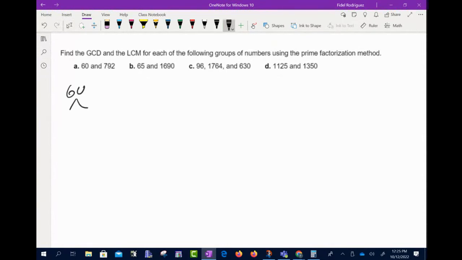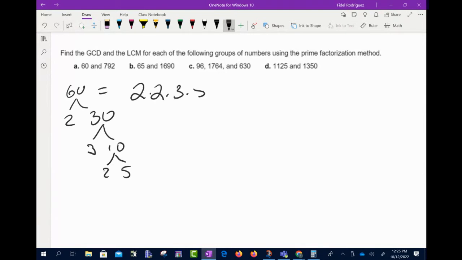Let's take 60. Anybody know any two numbers that multiply to 60? 2 times 30, perfect. So y'all, going by 2's is really nice. Oops, man, I can't even write today. Going by 2's is really nice because you're starting off with small numbers. What about 30? 3 and 10. And then 10 is going to be 2 and 5, right? So 60, y'all, is going to have 2 2's, a 3, and a 5, okay?